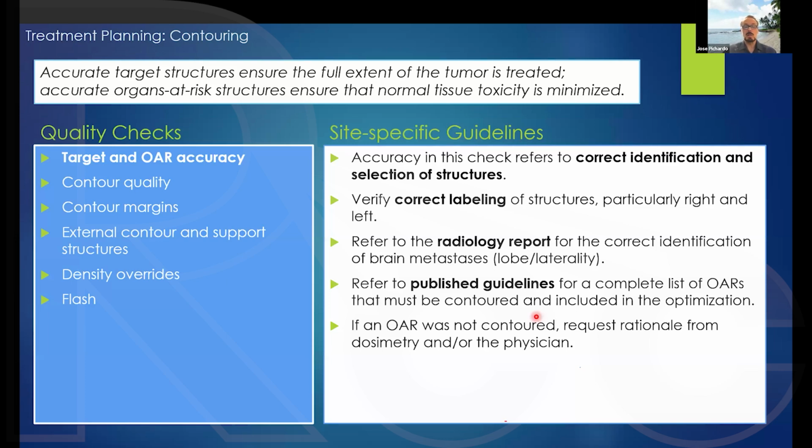And that they were given appropriate names, right? It's very important to be consistent in how you name structures. And it's also very important that the right and left are not switched. If for some reason an organ at risk was not contoured, you should always ask for the reason. Was there a specific reason that we're not contouring this organ? If there's a good reason for it, then we go ahead. If there's not a good reason, then it needs to be contoured.